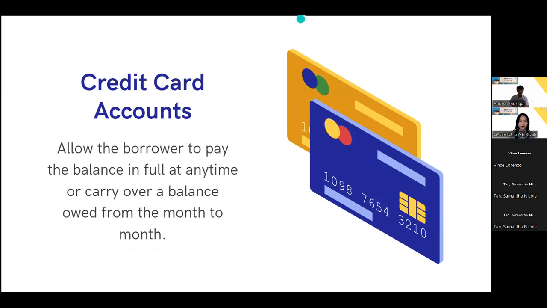So speaking of credit card accounts, they allow the borrower to pay the balance in full at any time or carry over a balance owed from month to month. So isa tong financial product na inaallow kang mag-borrow ng money issued by bank to buy goods and services with any merchant na nag-accept ng credit cards but still up to the assigned credit limit. So usually, yung credit limit mo, binibase siya sa credit rating mo and sa type ng card na ginagamit mo. So, credit card accounts have different types that fit different cardholder needs.